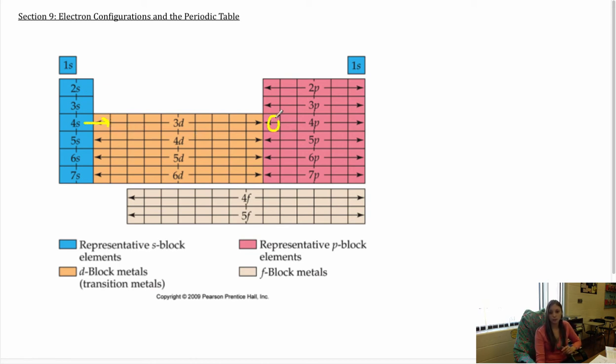So if I have the element there, that would end in a 4p1. If I want to do noble gas notation, I would put whatever that noble gas is right there in brackets, and then I would go 4s2, 3d all through all of them. It should be 10, and then 4p1.